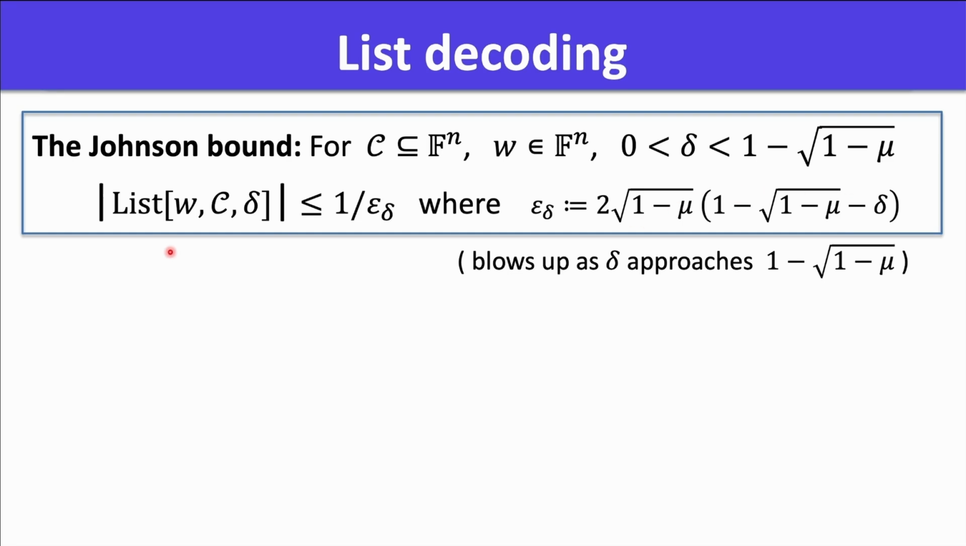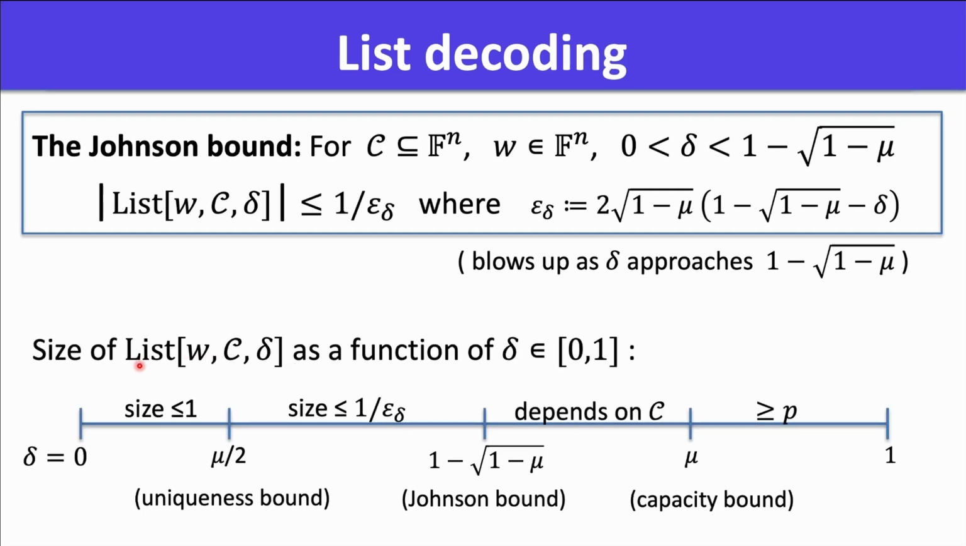So this bound on the size of the list is only meaningful as long as delta is less than this Johnson bound. And as delta gets closer and closer to the Johnson bound, this bound on the size of the list blows up and goes to infinity. So let's plot the size of this list as a function of delta. Again, between 0 and mu over 2, we know that the size of the list is at most 1. We know that between mu over 2 and the Johnson bound, the size of the list is nicely bounded by 1 over epsilon delta. Above the Johnson bound, it turns out we don't really know much.